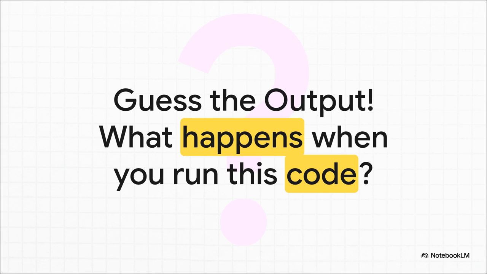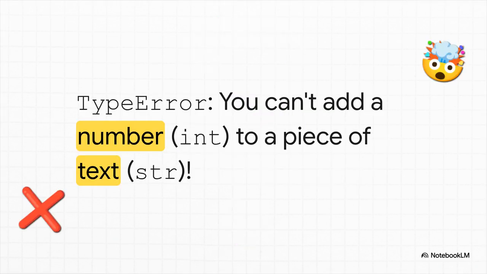So keeping that critical point in mind, let's play a little game of guess the output. What do you think is going to happen here? We ask for the user's age, they type in a number, and then we try to add 5 to it. What's the result? Is this going to work? And the answer is an error. A type error, to be specific.